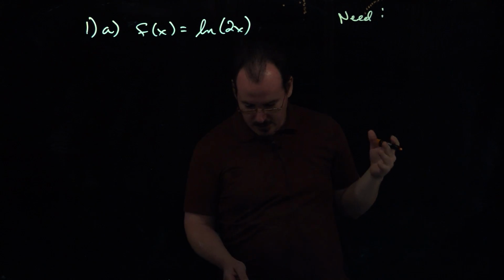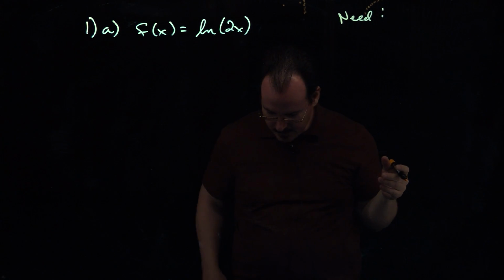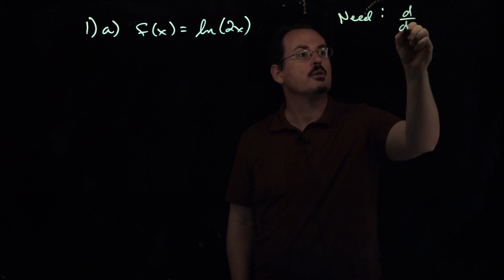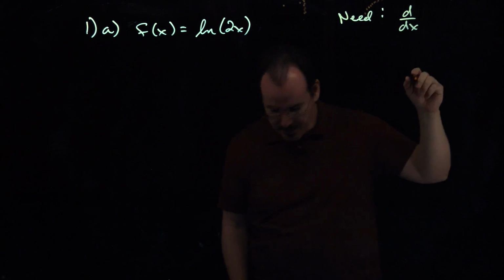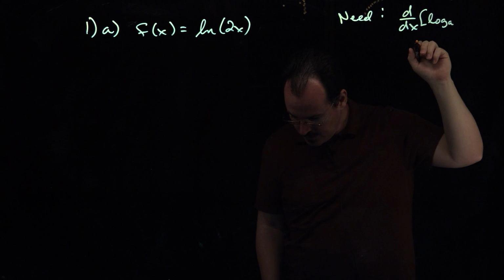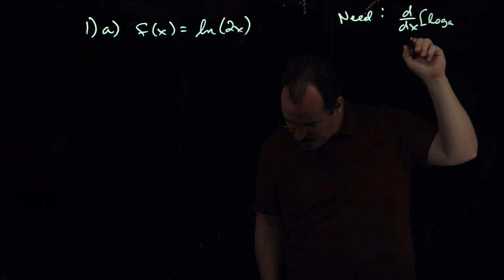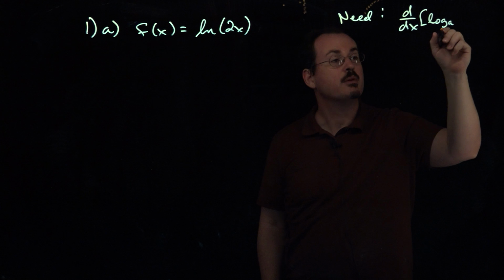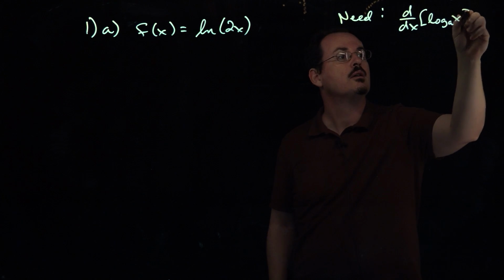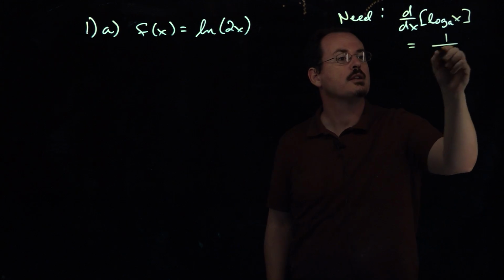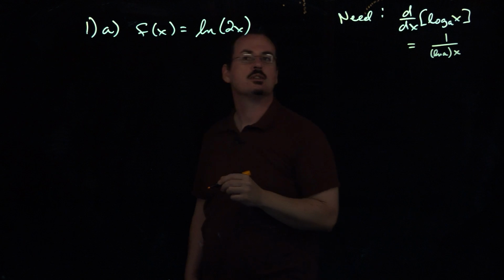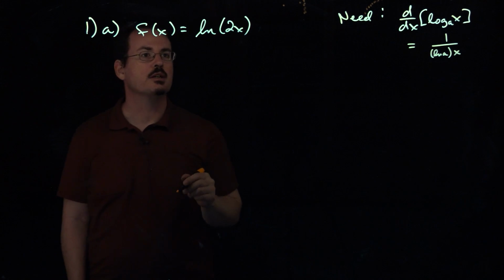There's one for the natural log, and then there's one for a logarithm of a different base. But really, the natural log one is just a special case. So if I've got log base a of some function, really, in part A, all we need is this. Log base a of x is equal to 1 over the natural log of a times x. Okay, so that's what we're going to use here.